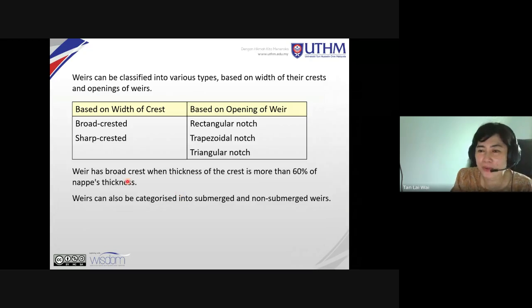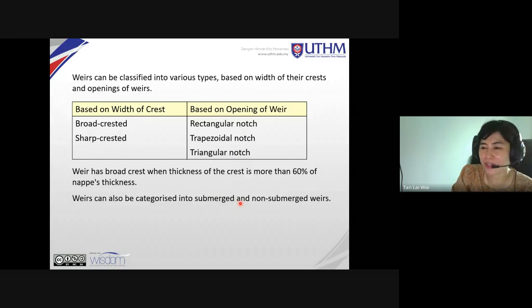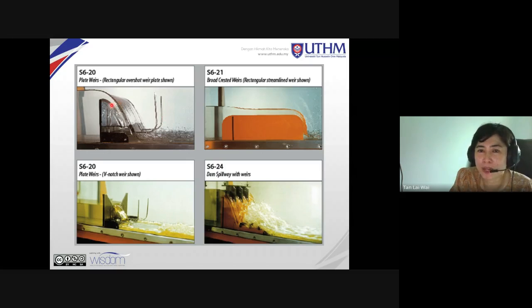Alright, let's go back. So now you have categories, depending on what aspect you are using to categorize the weir. It can have different weirs. You have plate weirs. This is broad-crested. If you look at this, the crest is broad. And then you have sharp-crested, and then the opening is V-notch, or triangular. And then you have a dam spillway with weir. So all these are examples of weir. Weir is this here.